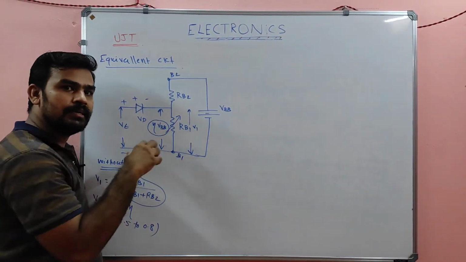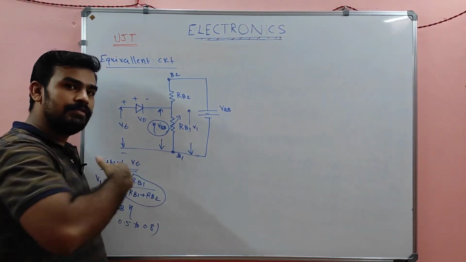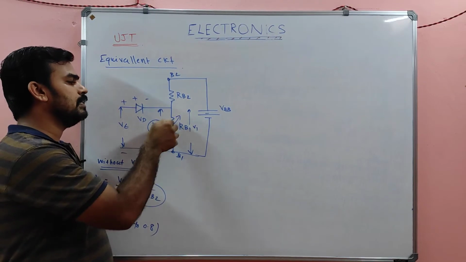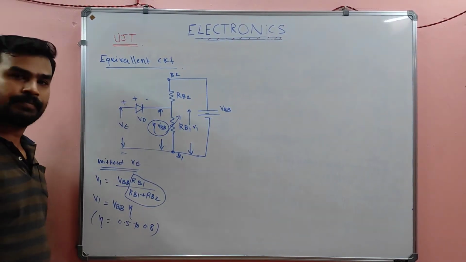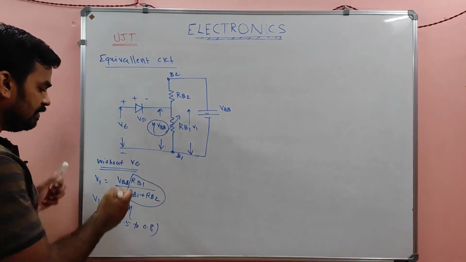Also you have to note one more important thing here. RB1 can be variable, because whenever we increase or decrease the value of VE, this RB1 also varies. That is why it is represented as a variable resistor. And this is without VE.